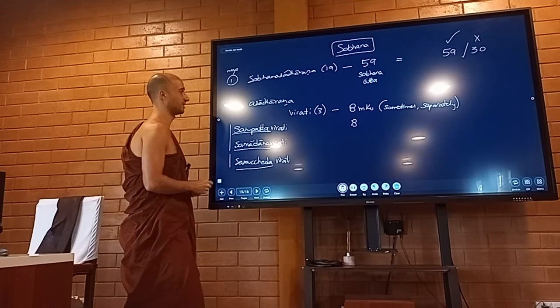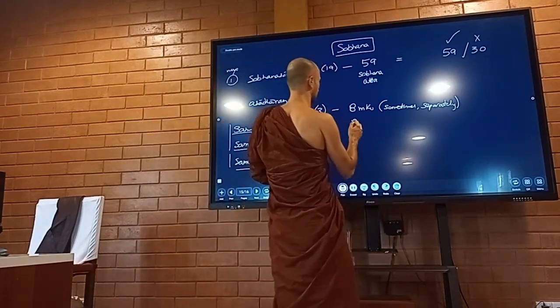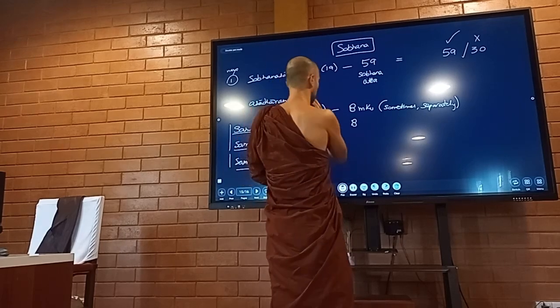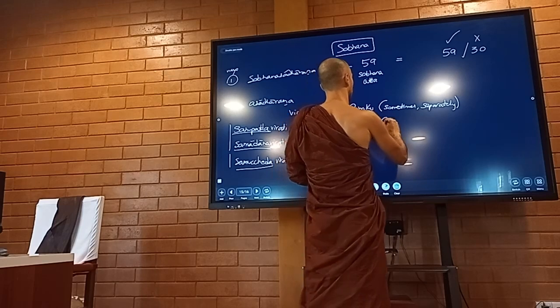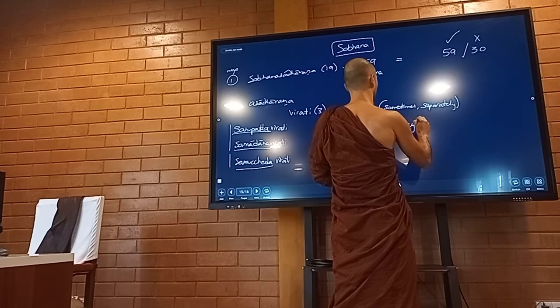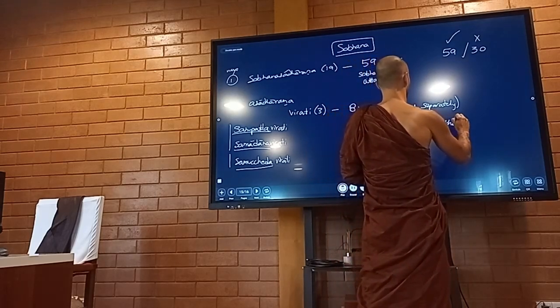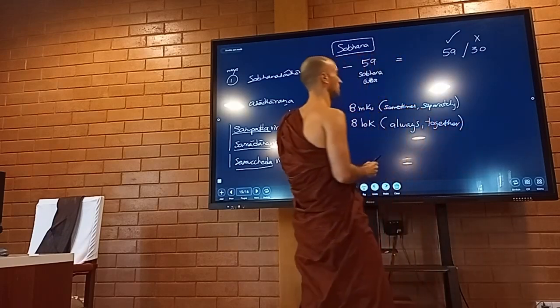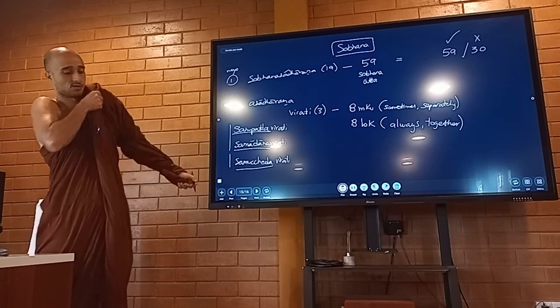So here we have viratis. They arise in the magga cittas and in the phala cittas. So these are the samucceda virati. They arise in the 8 lokuttaras and they arise always in those cittas. And they are always together. Not only do they arise always, but they are also together. Okay?